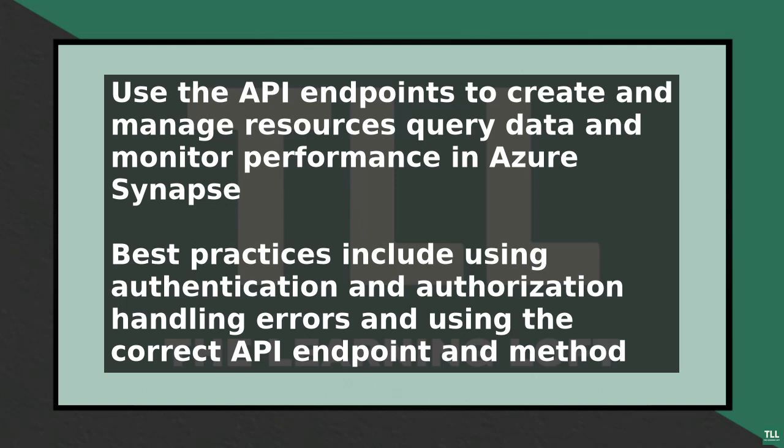Conclusion. In conclusion, the Azure Synapse REST API is a powerful tool for interacting with Azure Synapse programmatically and automating various tasks. It provides a set of endpoints for creating and managing resources, querying data, and monitoring performance. By following the steps and best practices outlined in this guide, you can get started with the Azure Synapse REST API and start automating your Azure Synapse workflows today.